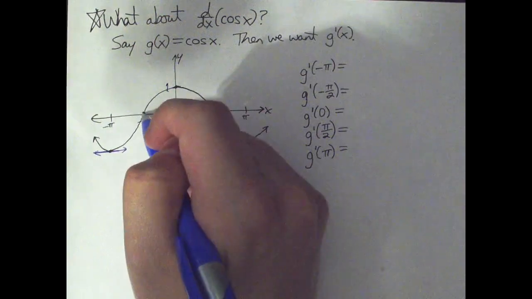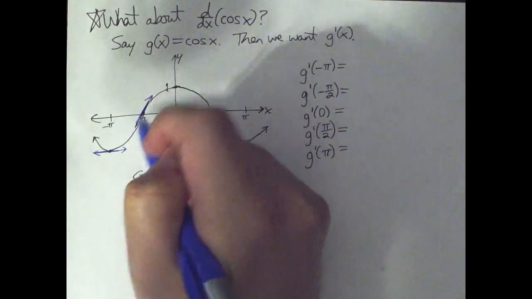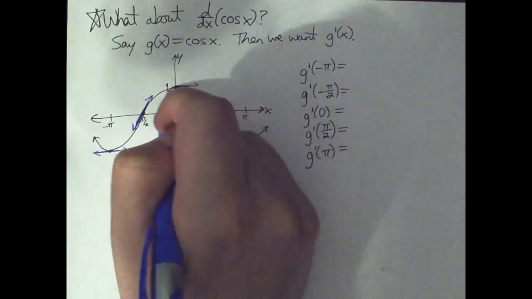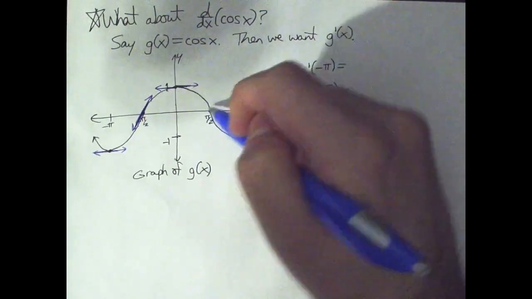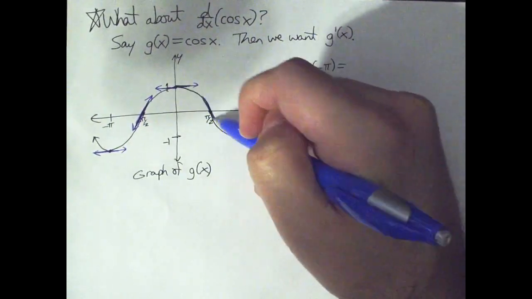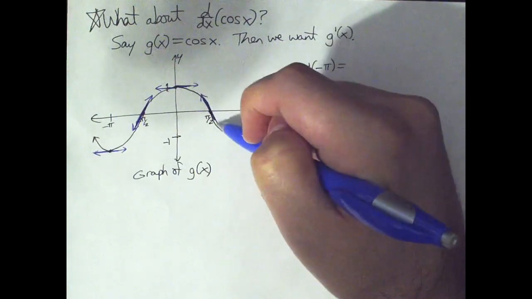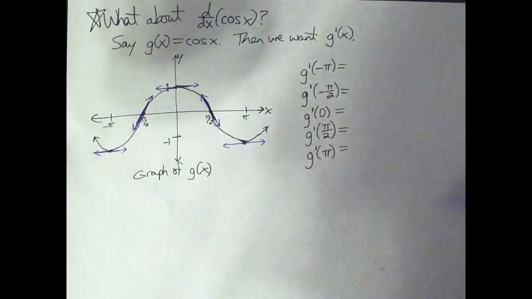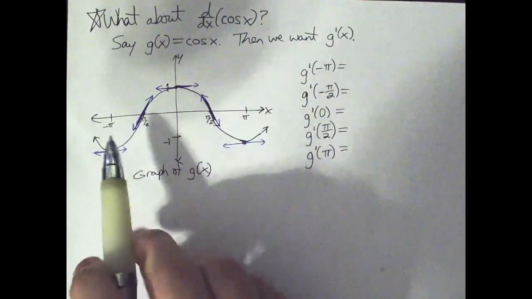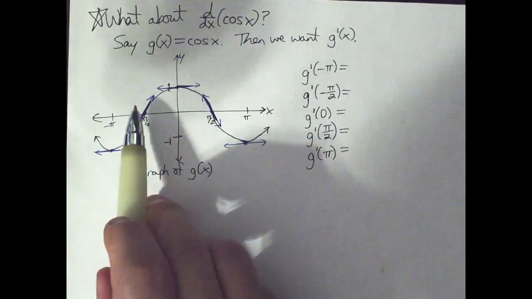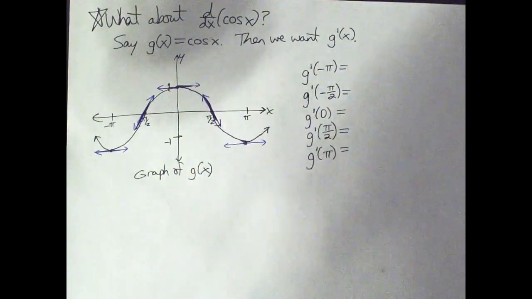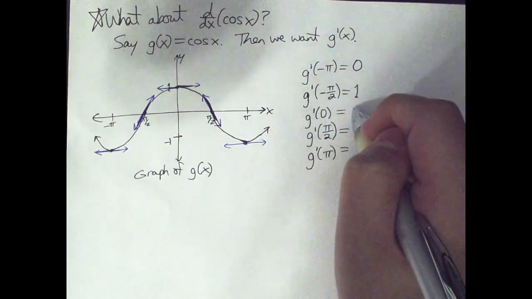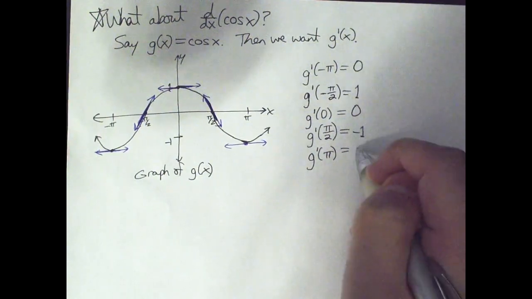At -pi over 2, we're here. Tangent line looks like this. At 0, we're here. Tangent line looks like this. Pi over 2, that's definitely going to be a negative slope. And over here, tangent line looks horizontal again. So what do these 5 slopes look like? This one, this one, this one, this one, this one. I'm going to say it looks like 0, 1, 0, -1, 0.